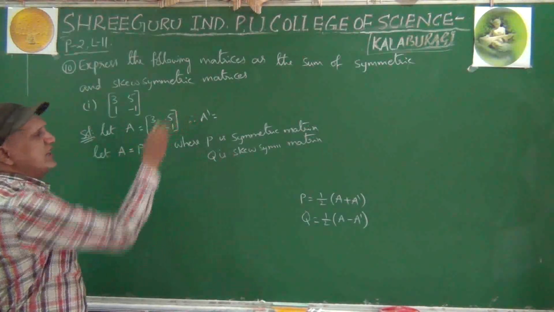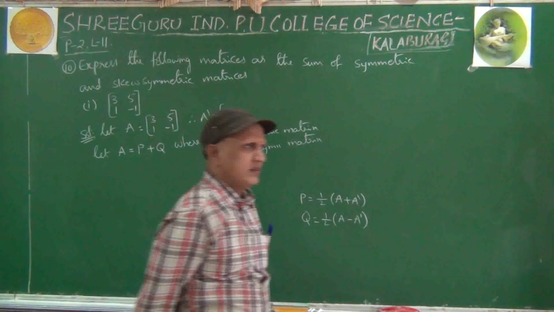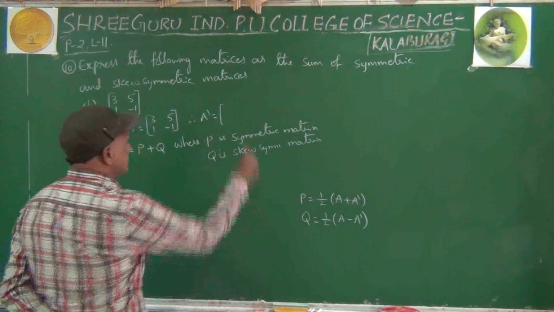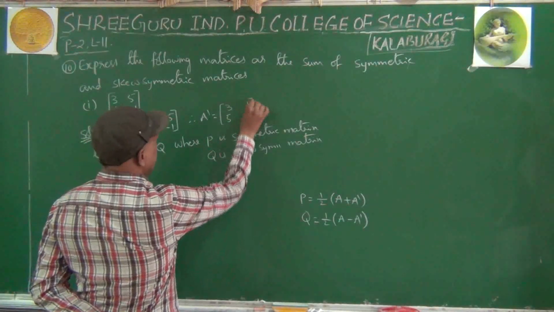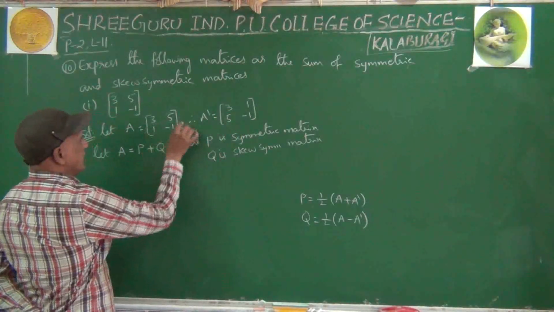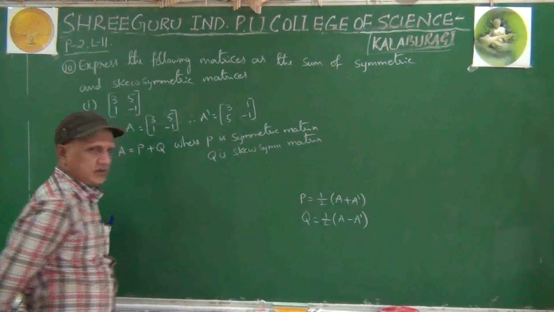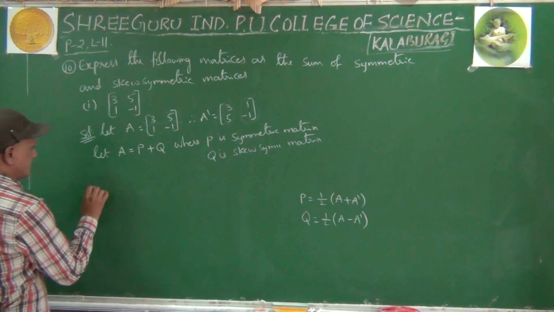Let A equal to this one, therefore A dash equals. A dash means transpose of the given matrix. Transpose means first row becomes first column, second row becomes second column. Right? So let us find out A plus A dash.